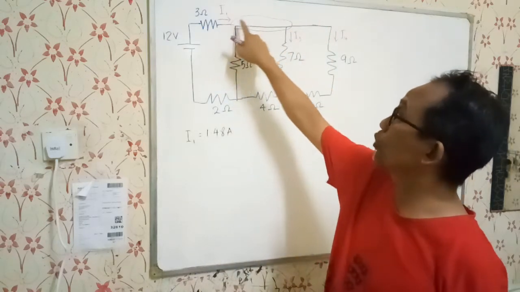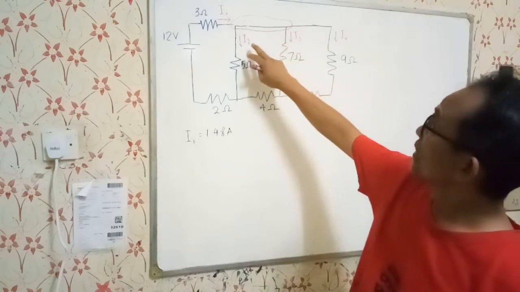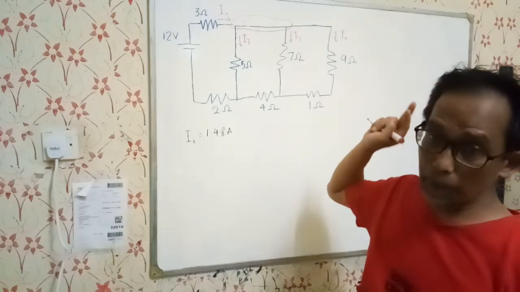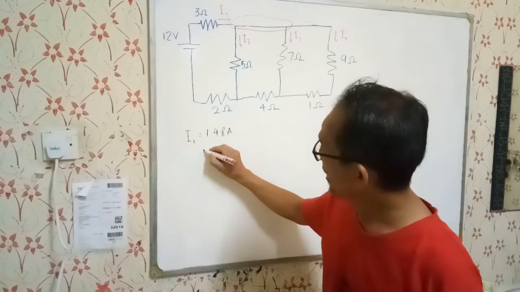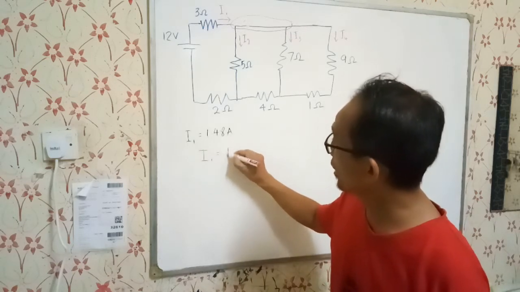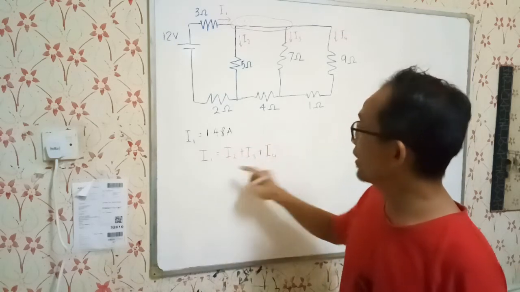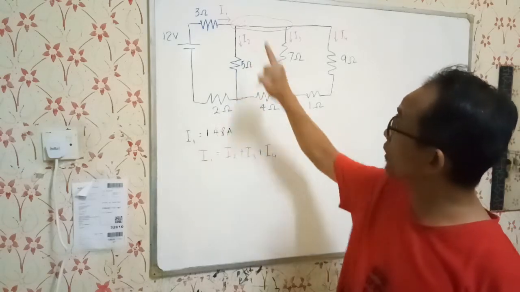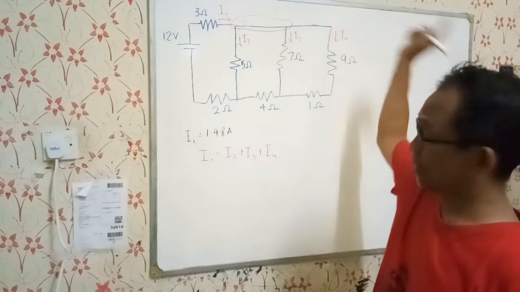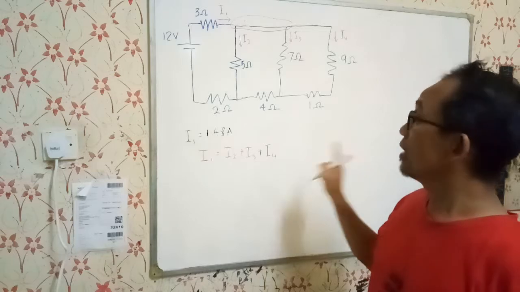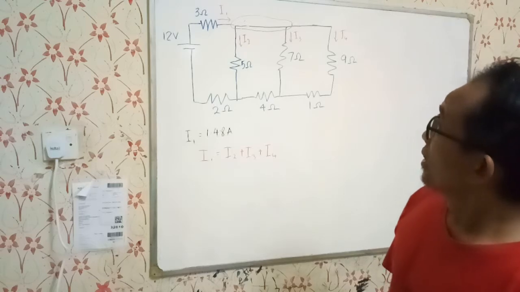The current that goes into this junction is I1, and the currents that come out of it are I2, I3, and I4. So we apply the junction rule of Kirchhoff's laws. It will be I1 equal to I2 plus I3 plus I4. On the left hand side is the current going into the junction. On the right hand side are the currents going out of the junction. So that is one equation. We already know the value of I1, so later on we can replace that.